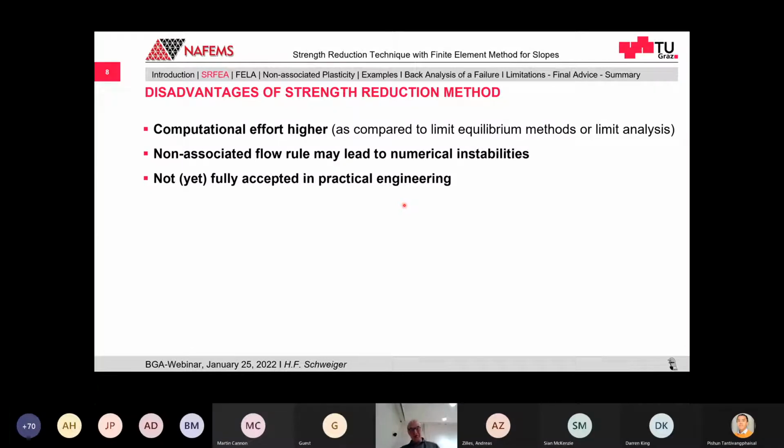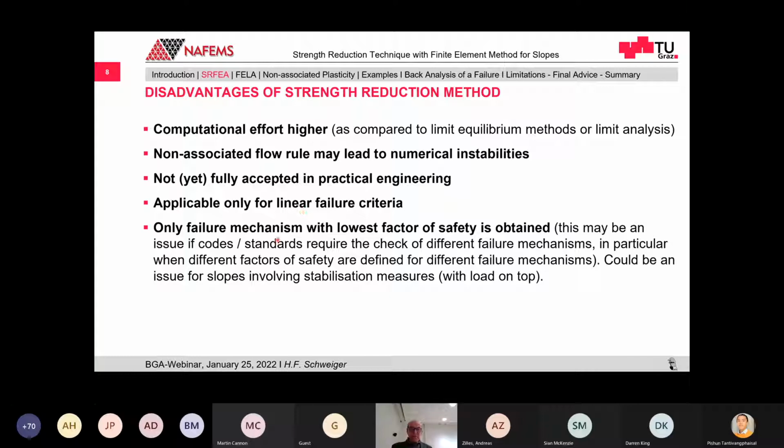I would say it's not yet fully accepted in practical engineering because sometimes it seems that there's a misconception what this method does. And as I mentioned before, it's applicable only for very simple failure criteria like the Mohr-Coulomb, where your failure is governed by effective cohesion and effective friction.